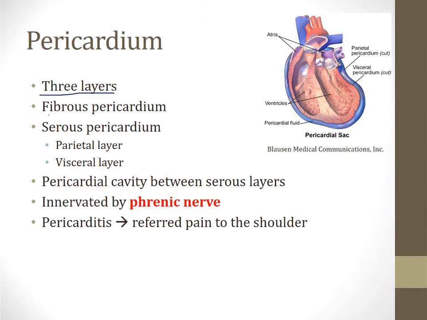The outermost layer is called the fibrous pericardium. The inner two layers are collectively called the serous pericardium. The serous pericardium has two sublayers. One's called the parietal layer and one's called the visceral layer. The visceral layer is what surrounds the heart.